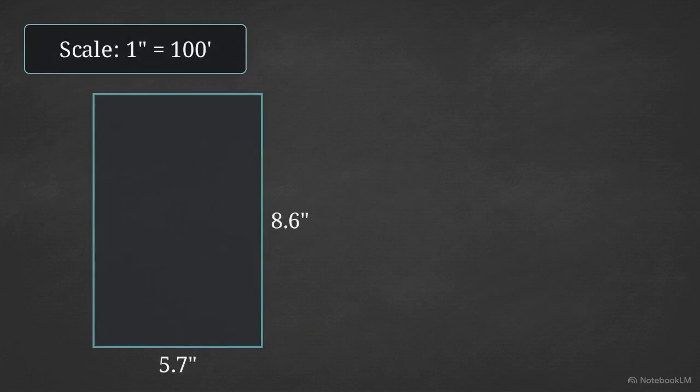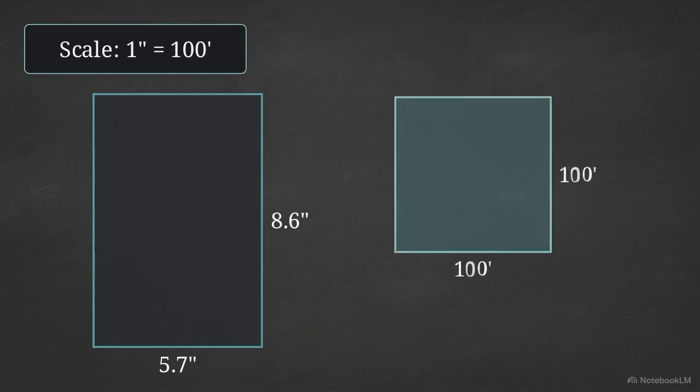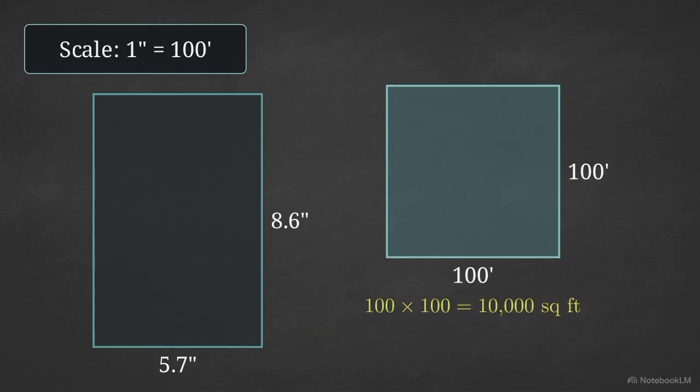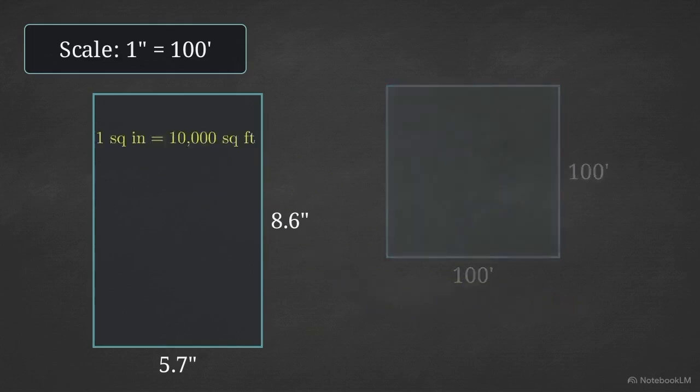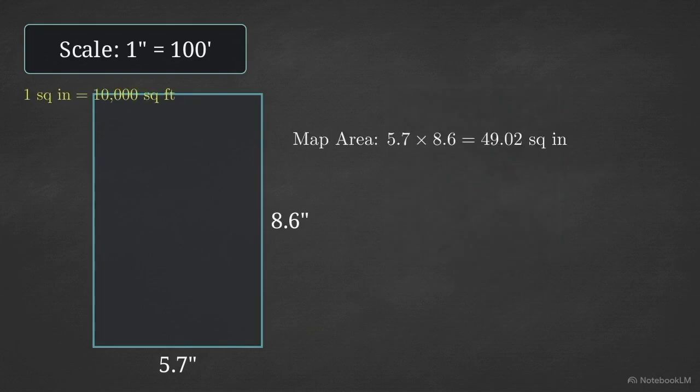You must find the acreage of a rectangular borrow area measuring 5.7 by 8.6 inches on a map, scaled at 1 inch to 100 feet. A frequent error is multiplying the map area by 100, ignoring that scales represent linear distance, not area. You must square the scale first. 1 square inch equals 10,000 square feet.